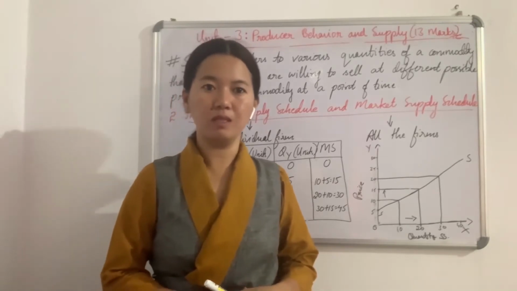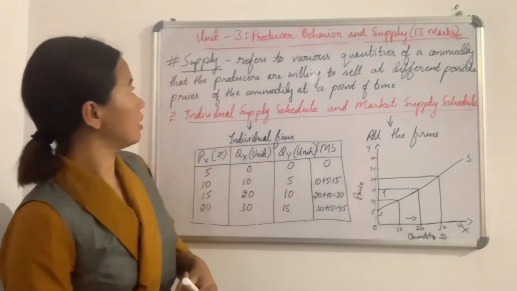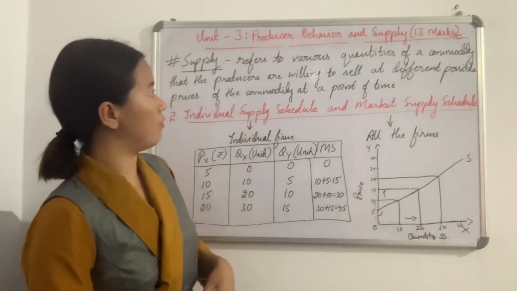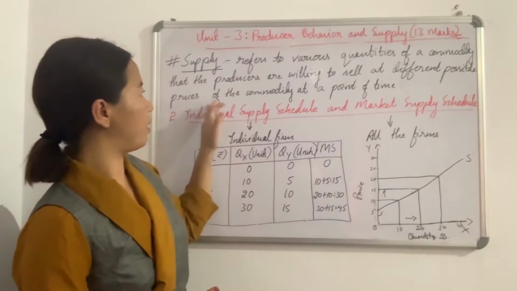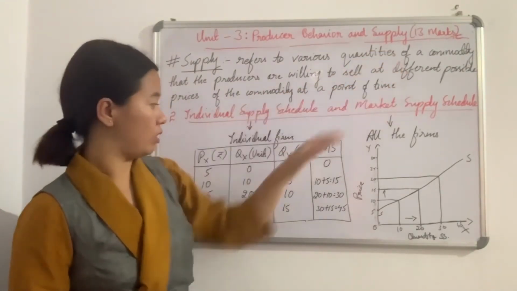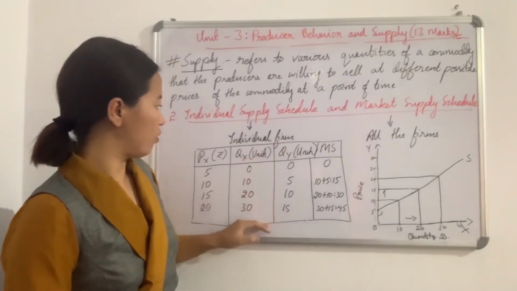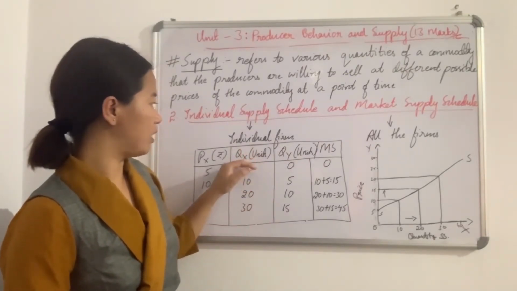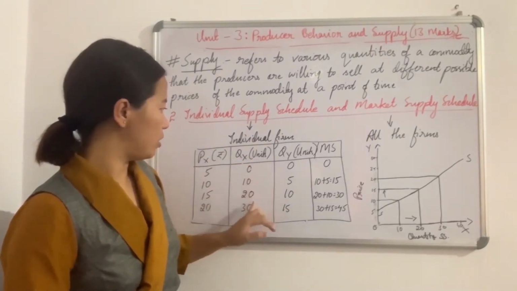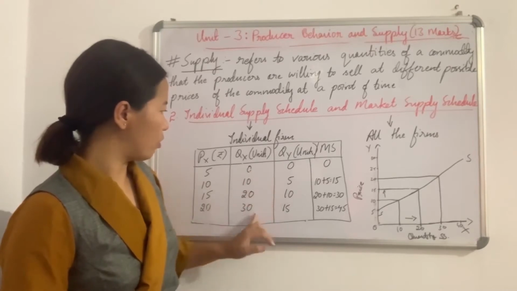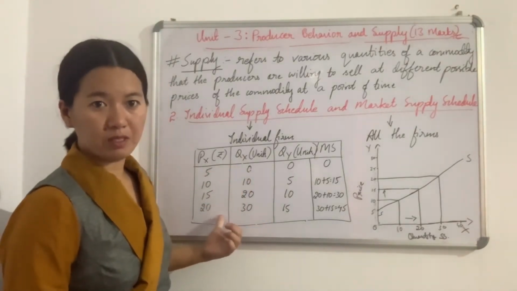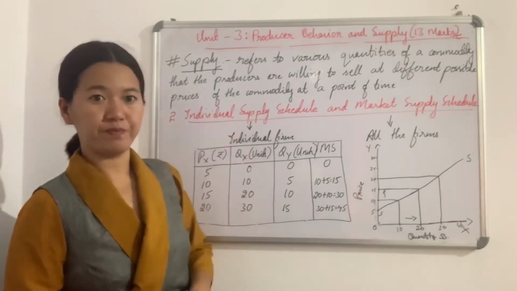Let us go through the definition of supply. It refers to various quantities of a commodity that the producers are willing to sell at different possible prices of the commodity at a point of time. It is various quantities of commodity X. In this example, I have taken good X. So it is various quantities: 10, 20, 30 units. Various quantities of a commodity that the producers are willing to sell at different possible prices. This is called supply.